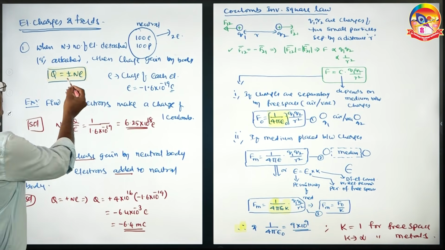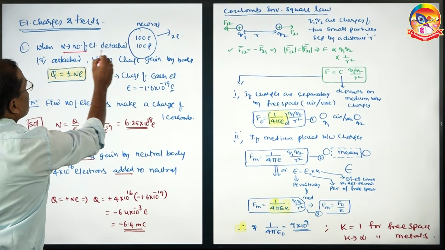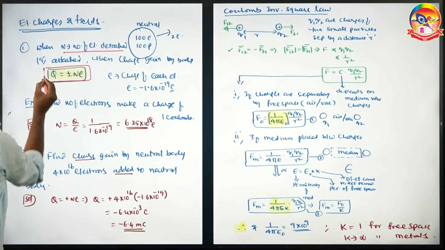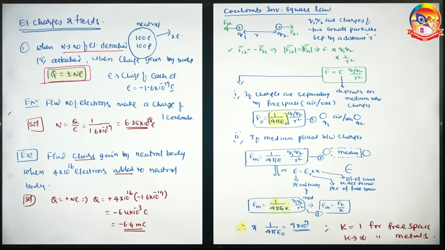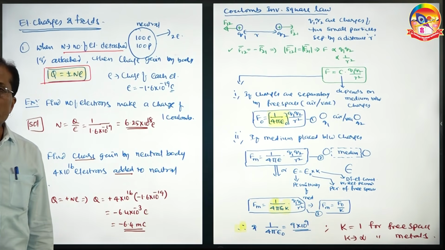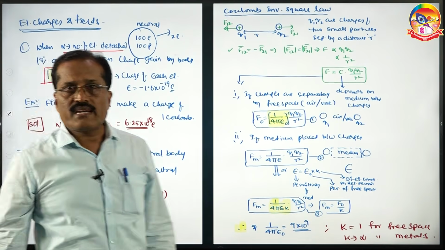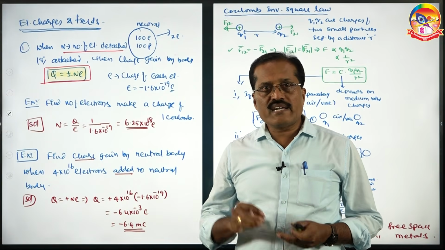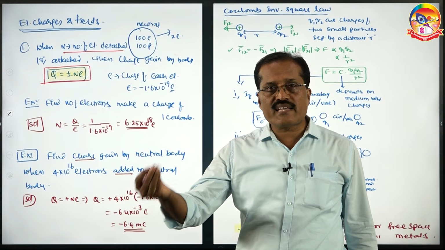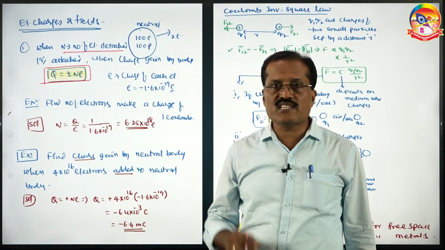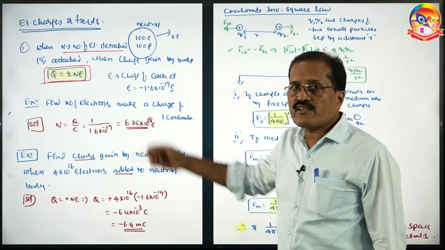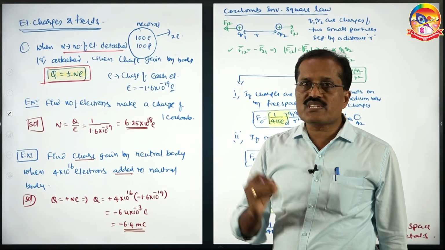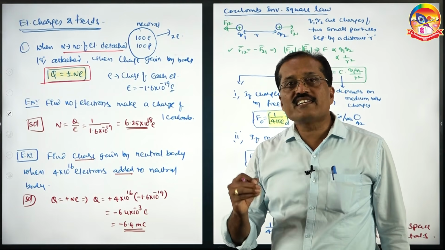Now if n number of electrons are detached, then how much charge did it gain? Q is equal to plus or minus Ne. That is, charge is always quantized, and the charge is always an integral multiple of the electron charge, where n is the number of electrons attached or detached, and e is the charge of each electron. Accordingly we can calculate. When electrons are detached, it gets positive charge; when electrons are attached, it gets a negative charge.